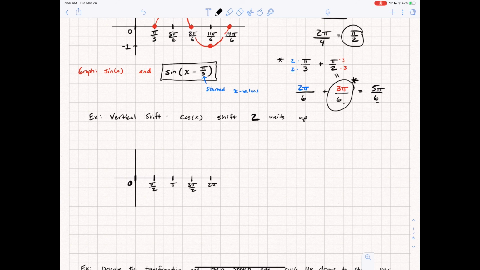Again, this is because I'm not shifting it left or right. I'm not changing my starting x value, right? My starting x value will be 0. Now, what will change is where the middle of this graph is.